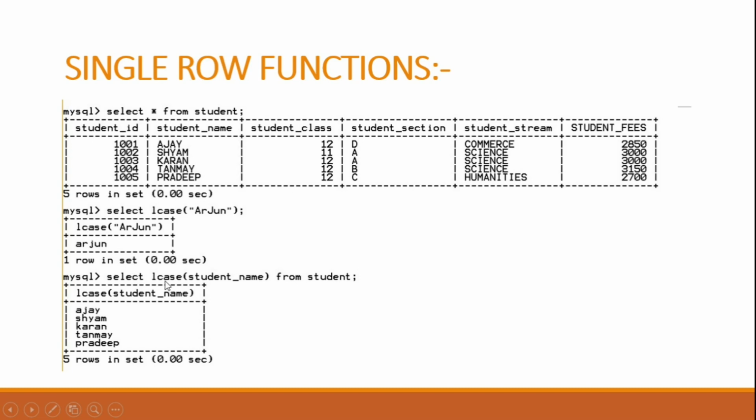In the second example, once the lcase function is applied to the column student name of the table student, you can observe these 5 rows of data being converted into lowercase names. So this is the task of the single row function lcase. It takes one input at a time for each row and returns one output for each and every row. Hence 5 inputs and 5 outputs.